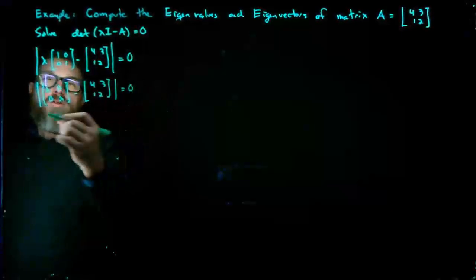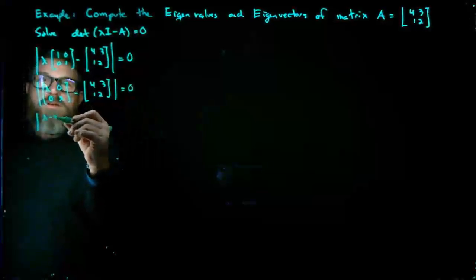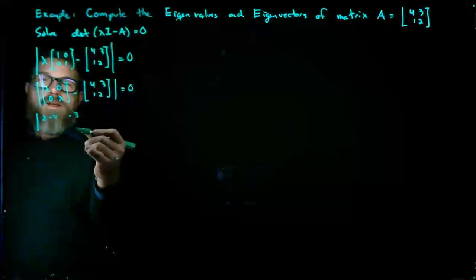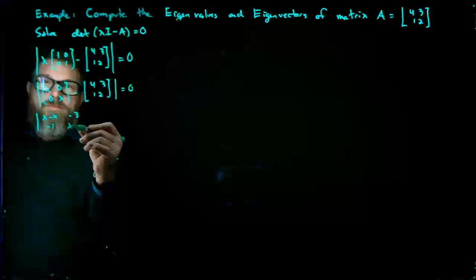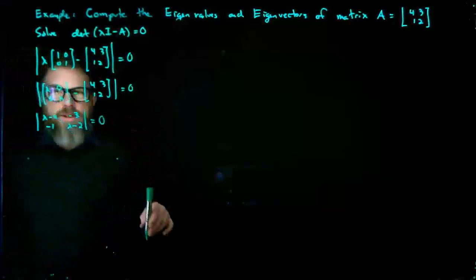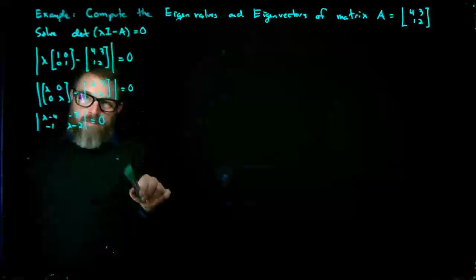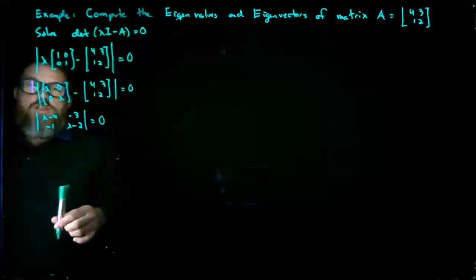And now we can subtract, so lambda minus 4, 0 minus 3 is negative 3, 0 minus 1 is negative 1, and then lambda minus 2 is equal to 0. Now, once you do this a lot, you'll know that it's going to be lambda minus the diagonal of the original, and then the off-diagonals are just going to change sign.